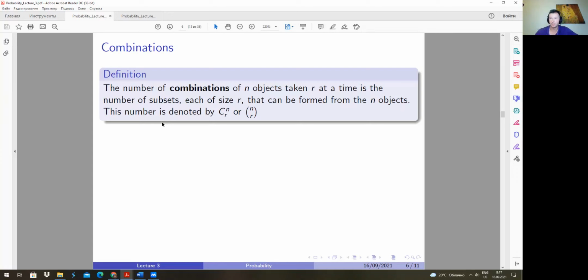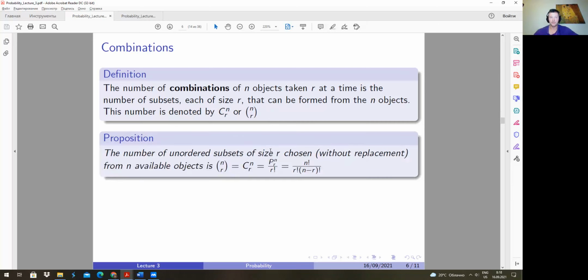We denote these combinations with C and taken r, or we usually use this, which is called the binomial number, r out of n. These two notations are equally used, and later on in this course, in statistics and in econometrics, we will be using these combinations in different environments, for different reasons.